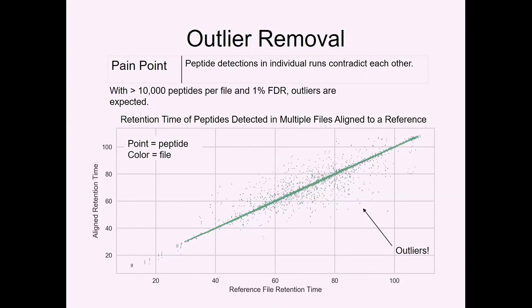Here there are greater than 10,000 peptides per file, so there's still a fairly large number of outliers. If you take two different files and align them to one another, there's still a fairly large number of things that won't agree with one another. There are lots of different files aligned to a common reference in this case. So these are basically outliers.